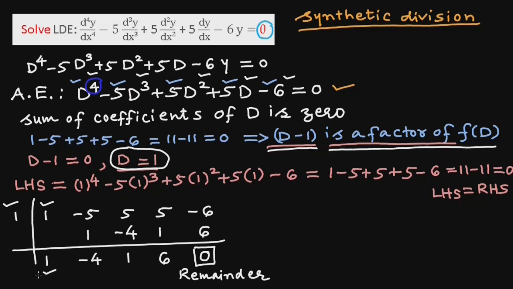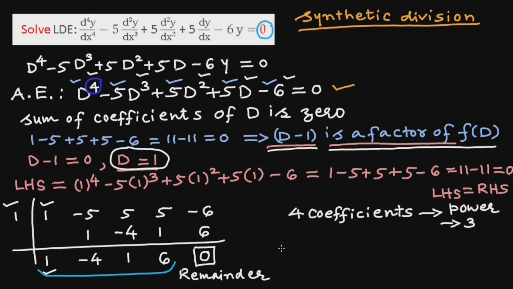The remaining polynomial can be obtained from these coefficients. There are 4 coefficients, so the power of this polynomial will be 3. So the two factors of f(d) will be (d minus 1) into, for this coefficient 1 we write d cube, for this coefficient minus 4 we write minus 4d square, for this coefficient 1 we write plus d, and for this coefficient 6 we write 6. So this is polynomial f(d) after first factorization.